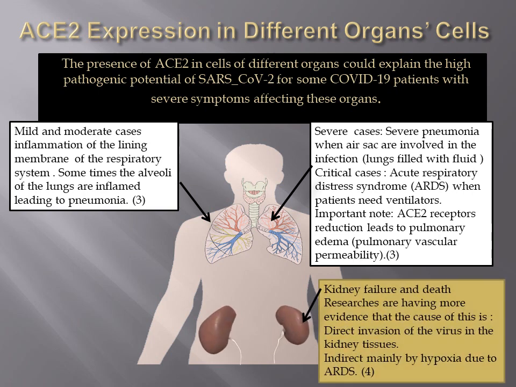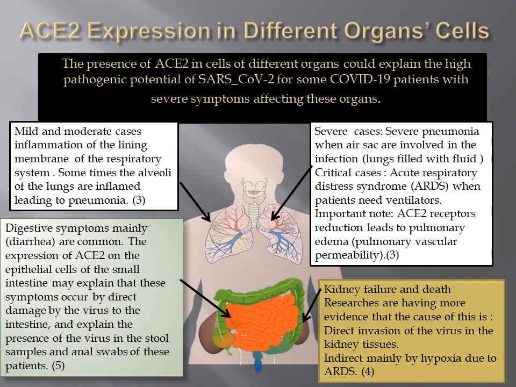Another organ in the body that is showing symptoms with COVID-19 is the kidney. We have been hearing cases of kidney failure that even led to death in some cases, and researchers now believe more that this kidney failure is actually happening because of direct invasion of the virus to the kidney because of the presence of ACE2 receptors in kidney cells. That is leading to these severe symptoms in the kidney or in the renal system.